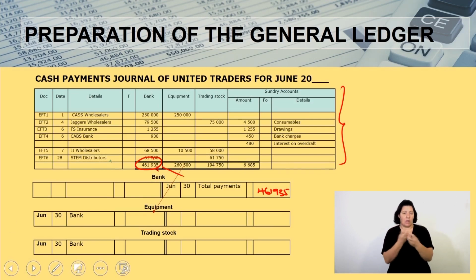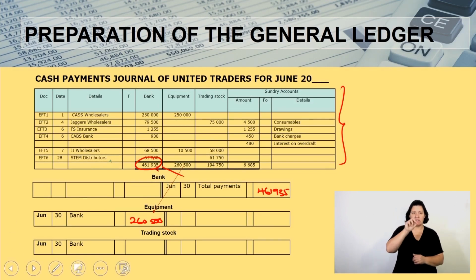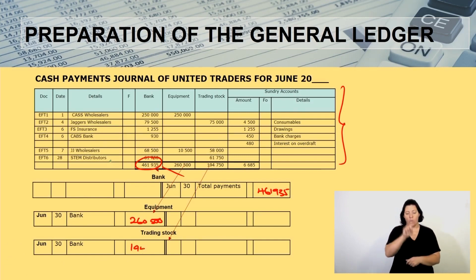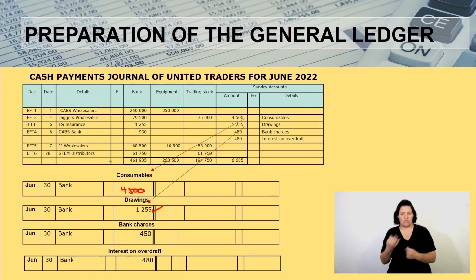Can I post again? Yes, I'm going to post from the equipment to the equipment account. Then it's 260,500. I'm going to post now to my trading stock account, and I have my 194,750. Do I still have more posting to do? Yes, let's go and post again. So I'm going to post now to my consumables, and how much was that? 4,500. I'll also post to my drawings, which is 1,255. As you can see, I've already done it for you.